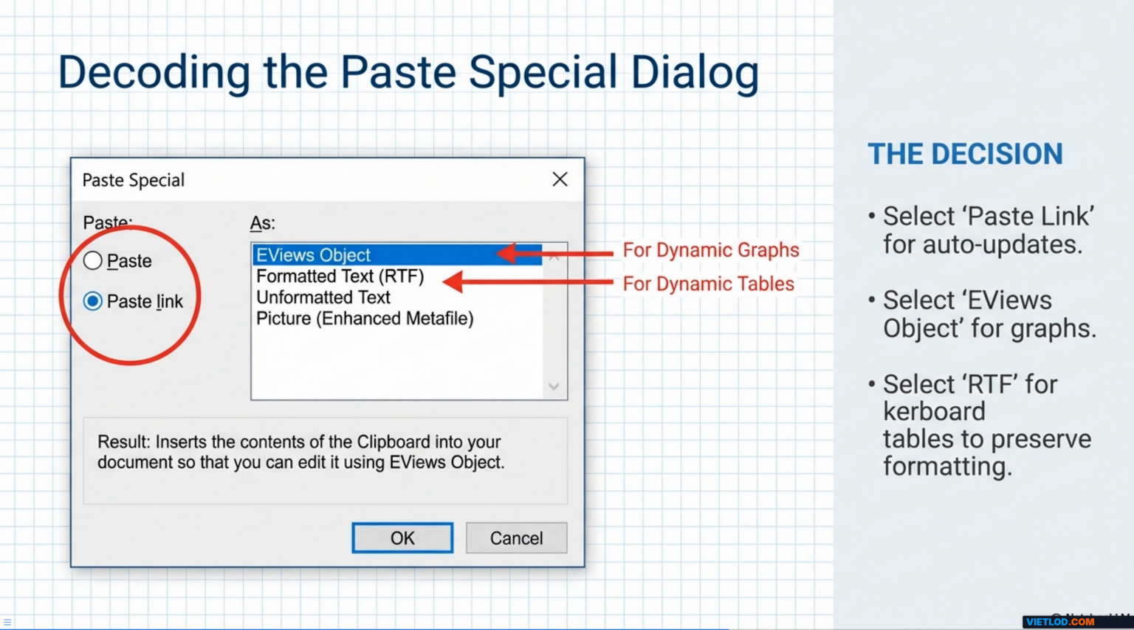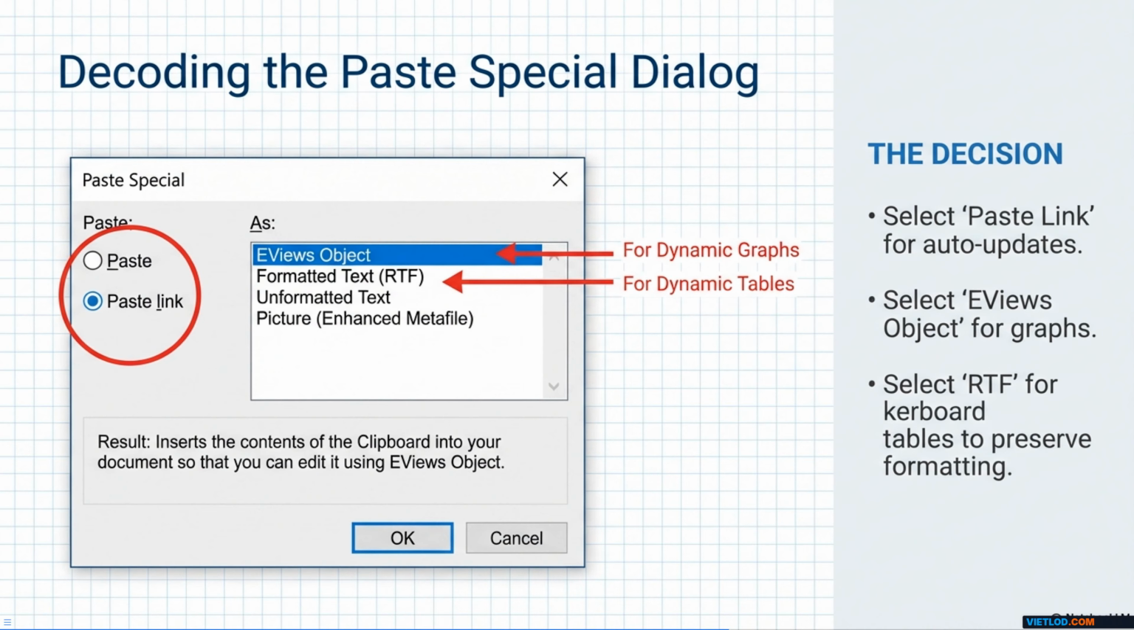To copy your inflation forecast graph, you would click on the graph in EViews, press Ctrl+C, switch to Word, and then press Alt+E+S to open the dialog box that gives you the linking and embedding options. That Paste Special command opens a dialog box with several choices. Let's decode what those options mean.